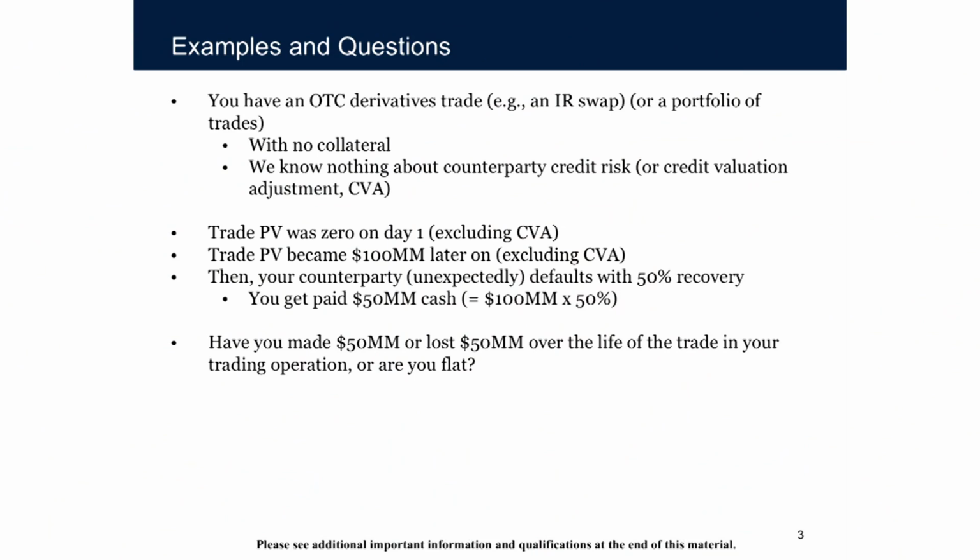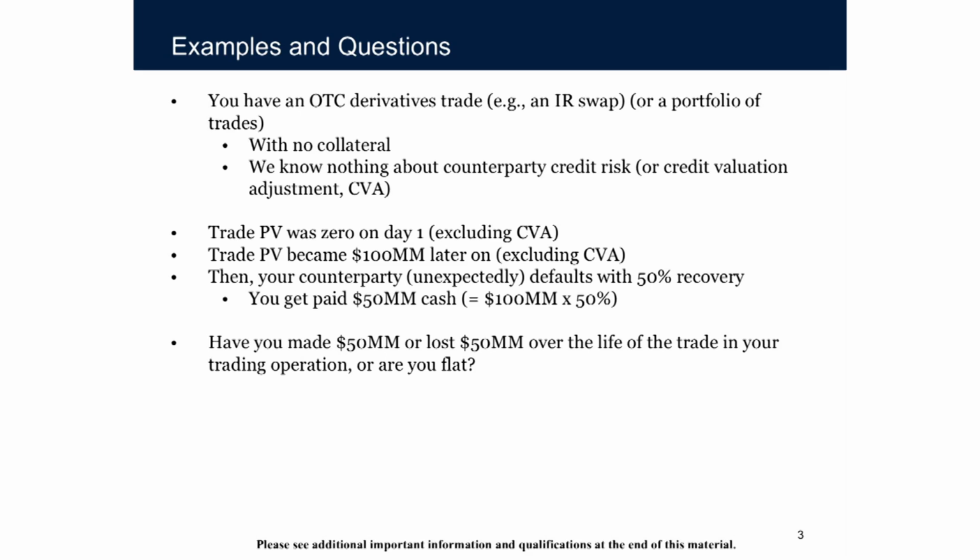Suppose you have an OTC derivatives trade, for instance, like an IR swap. It could be a portfolio of trades. Let's make it simple. Let's assume the trade PV was 0 on day 1. Of course, we assume we don't know anything about counterparty credit risk. We don't know anything about CVA. This is just to show how CVA became recognized by people.